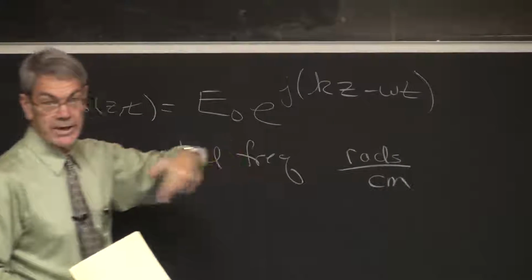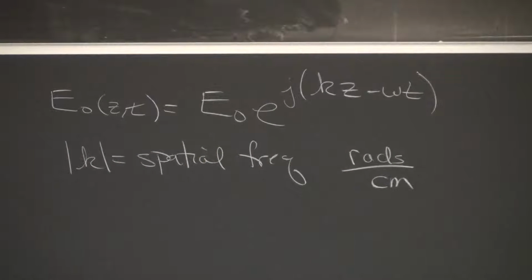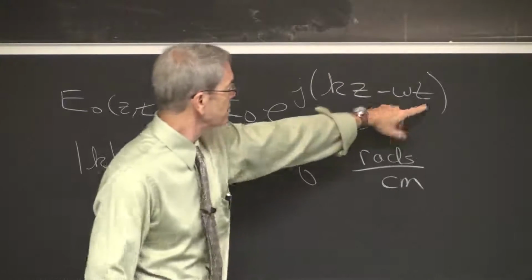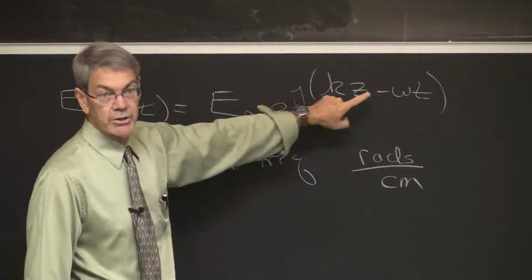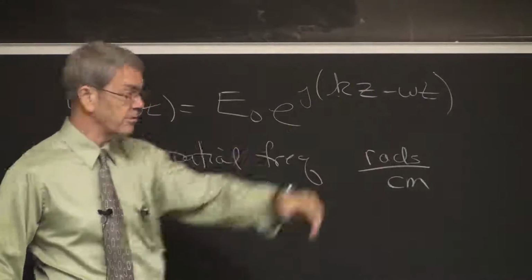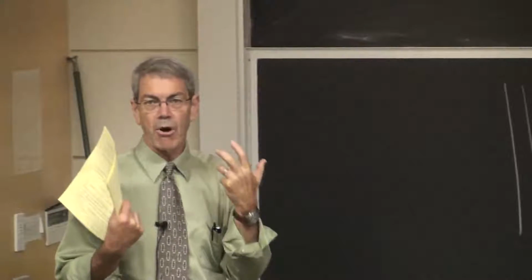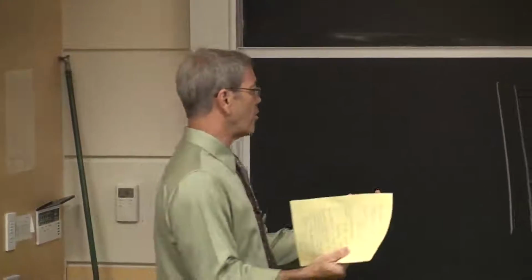Omega is an angular frequency. It tells you the radians per second. So radians per second times time, radians per centimeter times distance tells you the phase everywhere. Anyway, there's your plane wave. We use this as our model. We use it as our building block for all things.